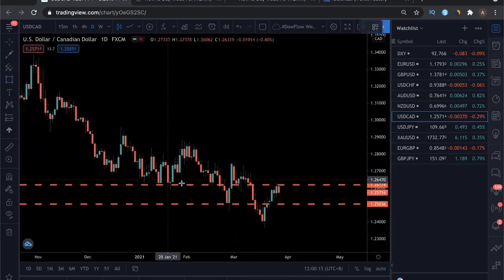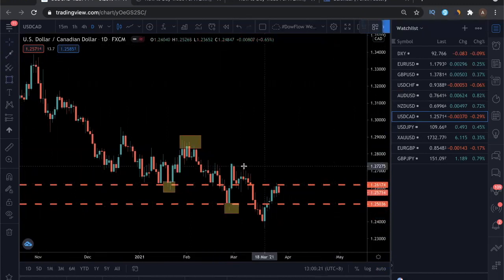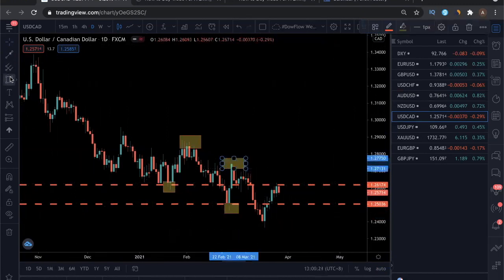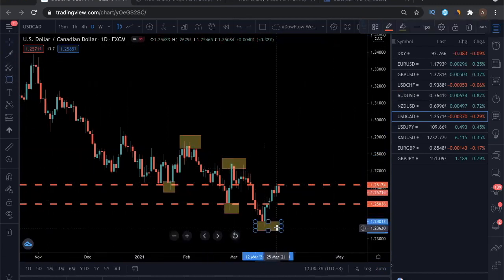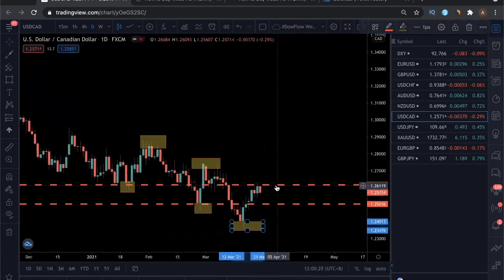So let me just show you very quickly. This is a low, this is a high, this is a lower low, this is a lower high, and then there's one more lower low here. So it's still a very clear downtrend. And right now, price is at resistance. If you look left, you will see that there is some form of support here, and support here, and support here. So price is at a very strong level right now.